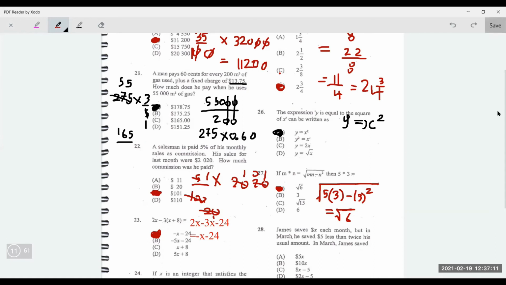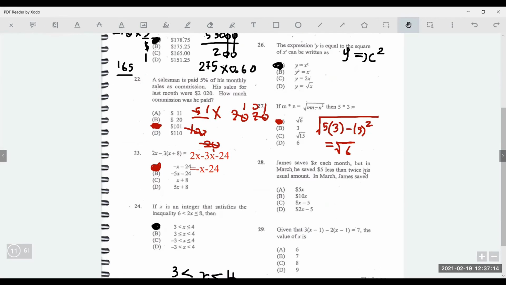Question 28. It says James saves x dollars each month, but in March he saved $5 less than twice his usual amount. Usually, like January, February, and those other months, James saved x. In March, he saved $5 less than twice. Twice is 2x, and $5 less is 2x minus 5. So in March, James saved 2x minus $5.